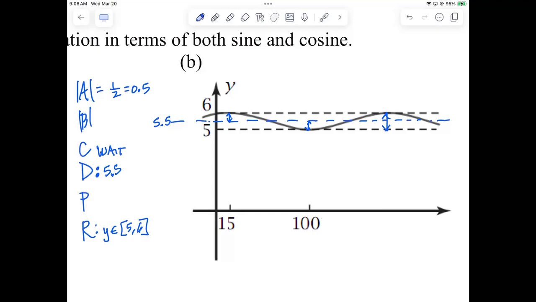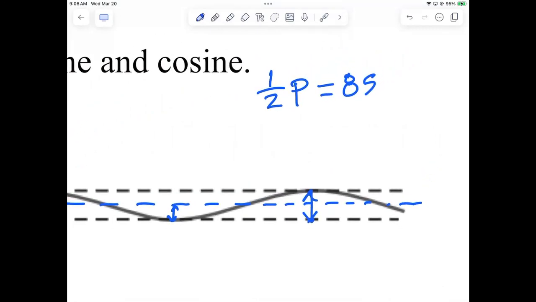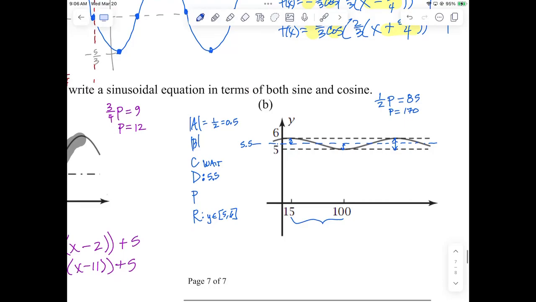P, the period. Okay, so we have a high point marked at 15, and we have the next low point marked at 100. So that is what fraction of a cycle from a high to a low? That's a half cycle. So yesterday we saw 3/4 of a cycle. Today we're seeing a half of a cycle. So let's write that down. A cycle I'm going to call the period. So I have this equation. I know 1/2 the period is equal to, what's the distance between 15 and 100? 85. Good. So if half the period is 85, then the full period would be twice 85, which is what? 170. Good. So that is going to be our period.